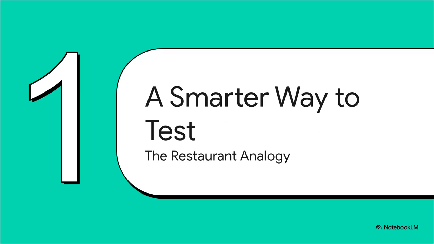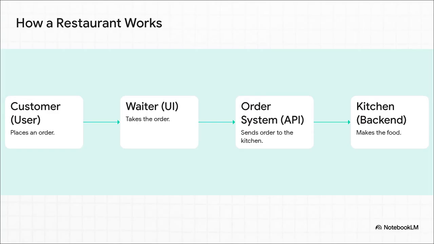To really get why this is such a game changer, let's step away from the code for a second and walk into a busy restaurant. I promise, this one simple analogy is going to make everything click into place. So think of your application just like a restaurant. The customer, that's your user. The waiter, who takes the order and brings you the food, well, that's your user interface. The kitchen, the backend, that's where all the real work happens. But the most crucial part, the one you never see, is that digital ordering system that connects the waiter to the kitchen, and that is your API.